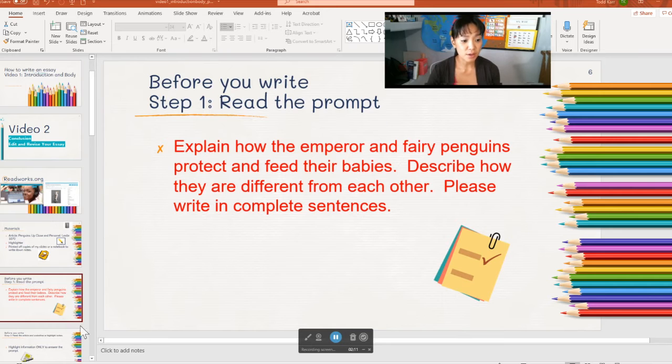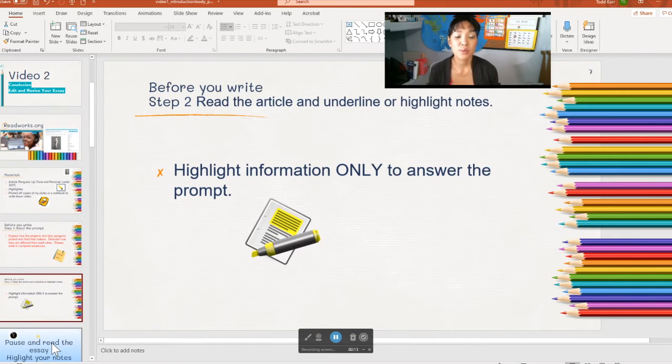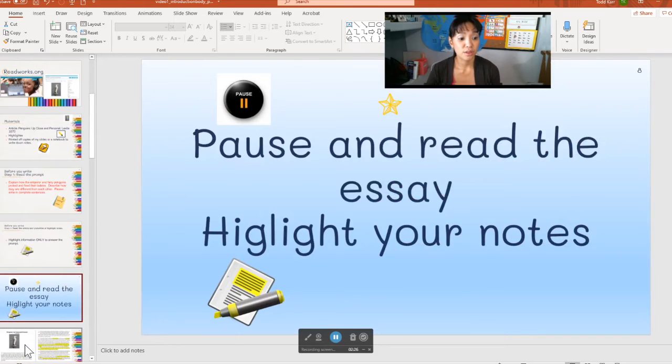Okay, so before we write, we will read the article and underline or highlight your notes. And this is important. Highlight information only to answer the prompt. So you'll pause and read the essay, you'll highlight your notes, and you'll only highlight important information that answers the prompt about how emperor and fairy penguins protect and feed their babies. Go ahead and hit pause right now and do that.